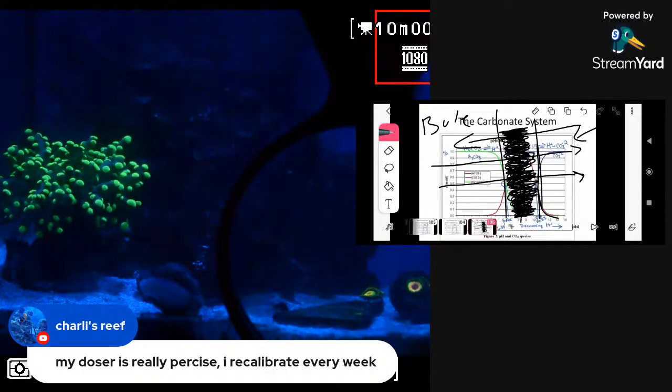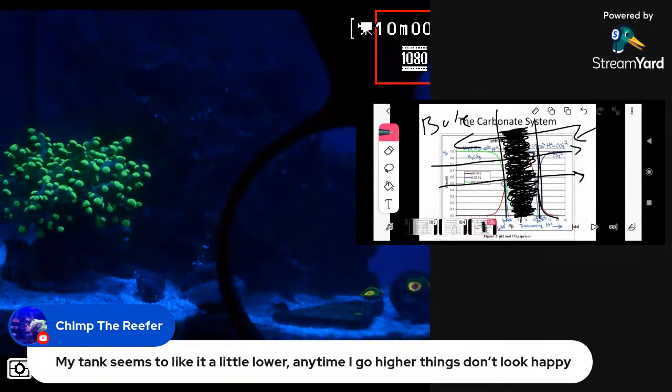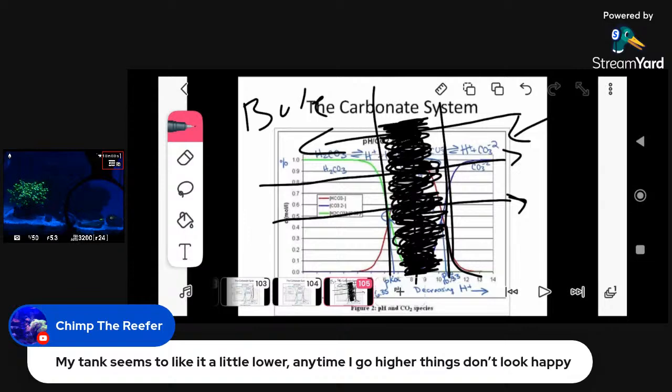My doser is really precise. I calibrate every week. Oh snap, I need to get me one of those. My tank seems to like it a little lower. Anytime I go higher, things don't look happy. Yeah, Chimp. Remember the graph, bro. Let's go back to the graph. Oh, that goes back to my point.